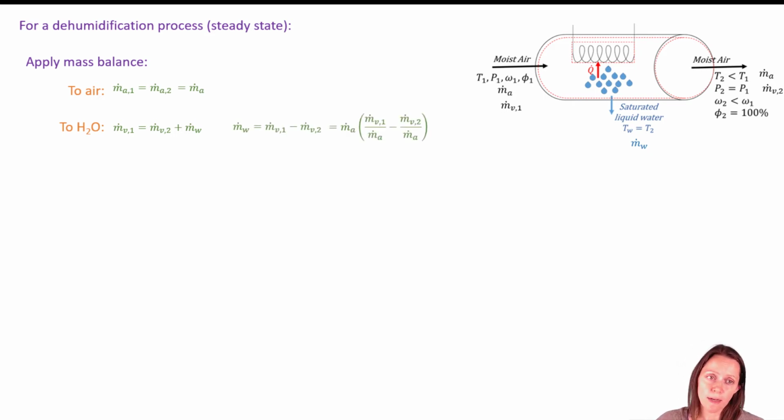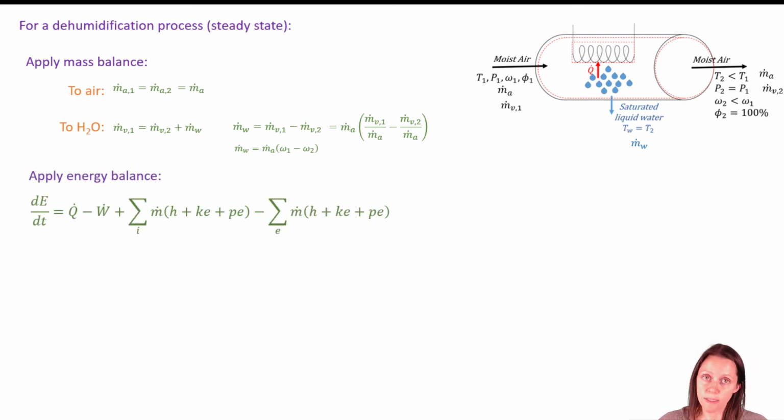It's going to look a little bit uglier, but the reason I'm going to try to isolate m dot A on the outside of this is because I can put those terms in the middle of those parentheses in terms of the specific humidity, because the specific humidity is its mass of the vapor over the mass of the air, and you could also put that in terms of the mass flow rate of the vapor over the mass flow rate of the air. Now I'm going to apply my energy balance.